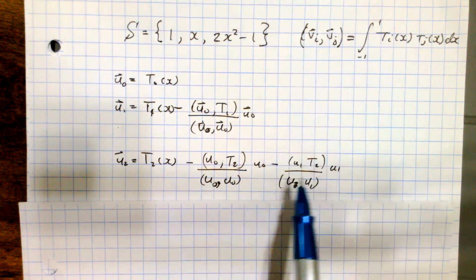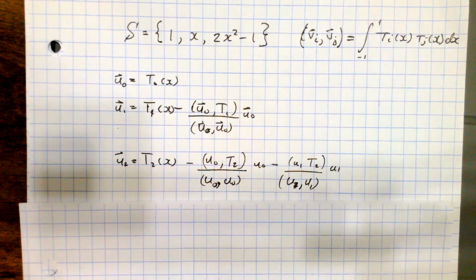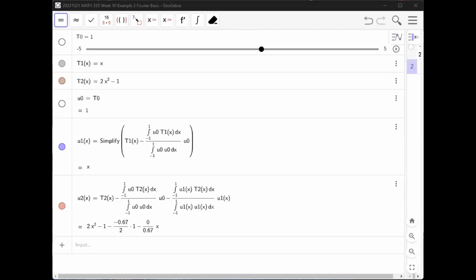To compute all of the different integrals and also to simplify everything, we'll utilize technology, so we'll switch over to that now. For this one, we set T0 equal to 1. That's our first vector. Our T1 of x is equal to x, and our T2 is equal to 2x squared minus 1.